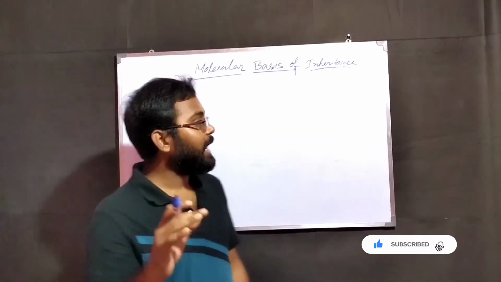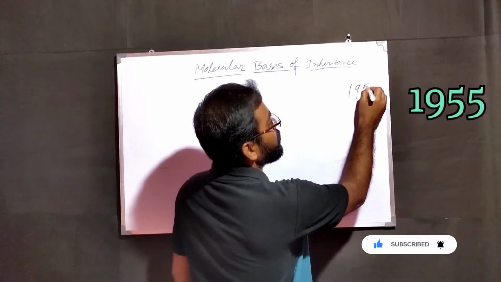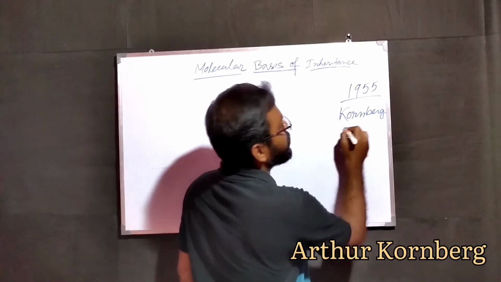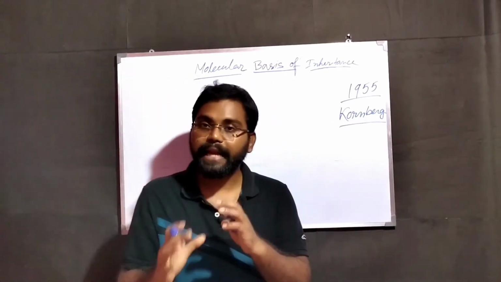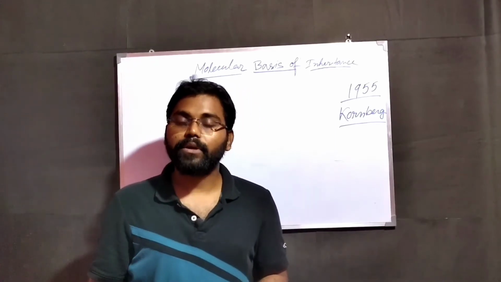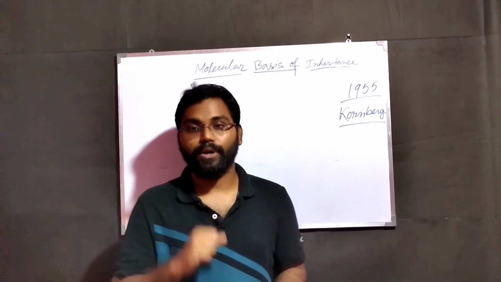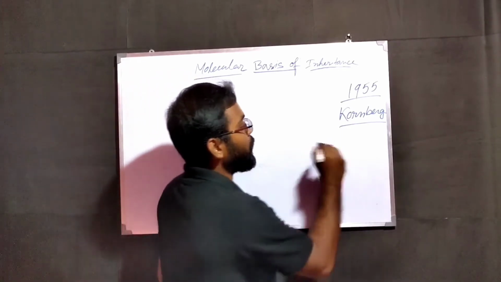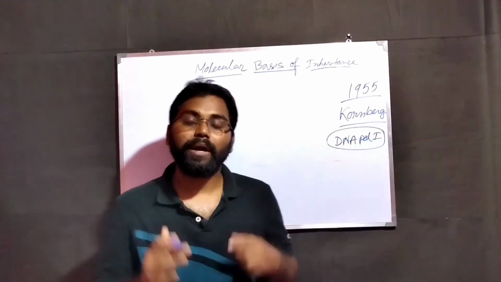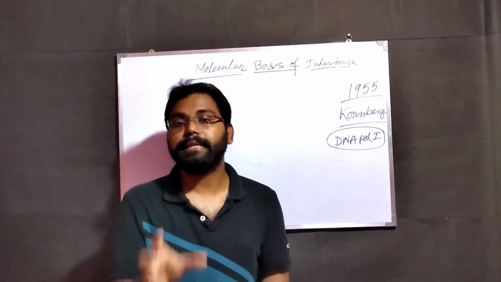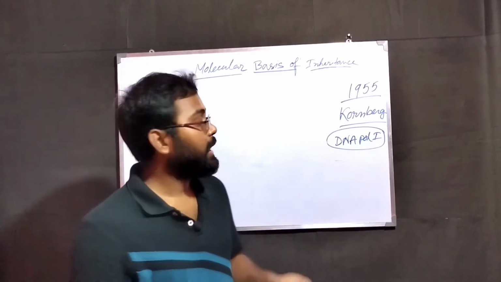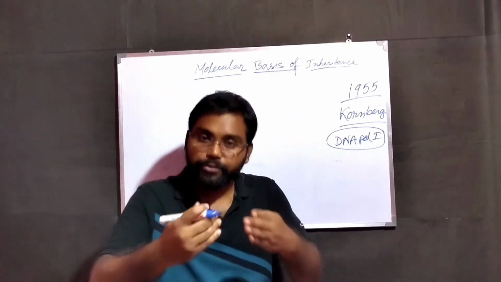Let's start. In 1955, Kornberg and his colleagues isolated an enzyme that is necessary for DNA replication. Originally it was called Kornberg enzyme, but now is called DNA polymerase 1. That is DNA Pol 1 in short. So what is DNA polymerase? DNA polymerase is an enzyme that catalyzes DNA synthesis. But how? It adds new nucleotide.